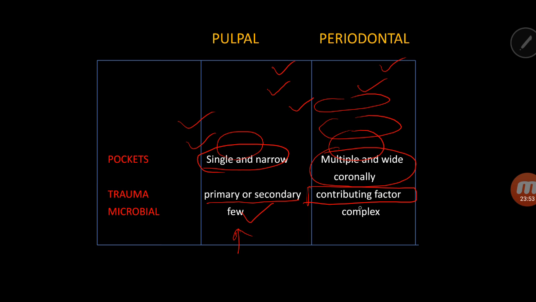Microbes are very few in the case of a root canal infection, whereas in the periodontal case the microorganisms are very complex and many.